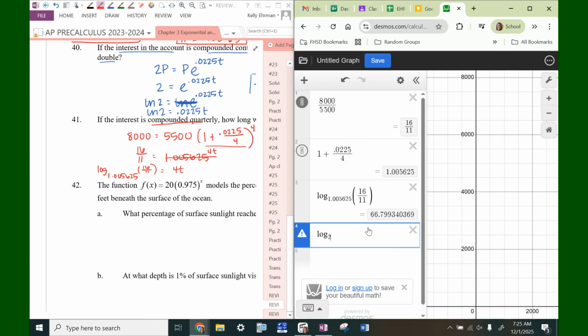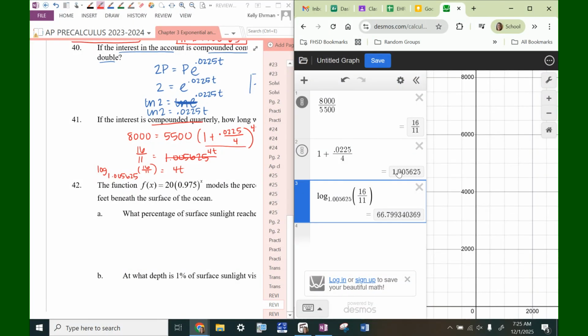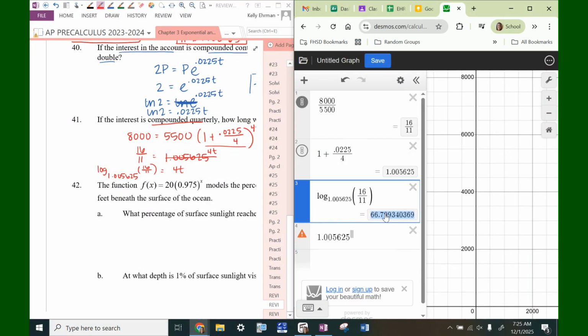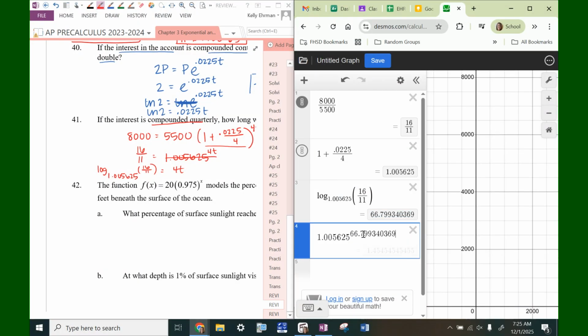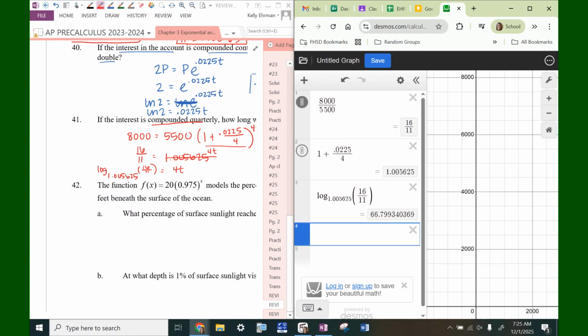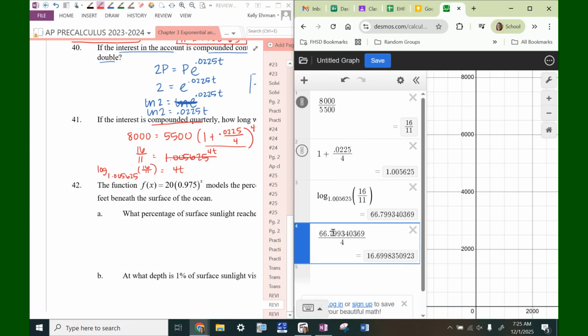Let me just check something. I know log base 2 of 8 is 3. Okay, yeah. So this is probably right. Or I could double check, is this to the this 16 over 11? Sure is. Okay, anyway, enough checking. This is that log value, and then what are we supposed to do with it? We're supposed to divide it by 4 to solve for t.